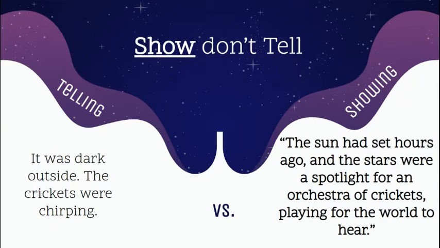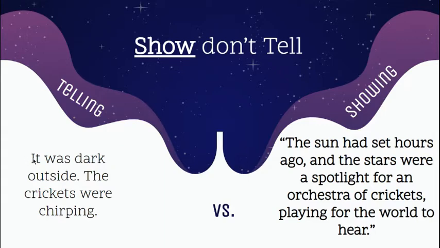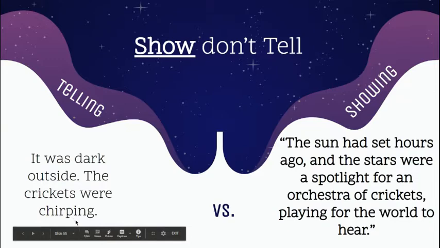Let's look at another example. This could be an example from my story. I wrote these sentences here. My story, again, is the one about how we saw fireflies for the very first time. Instead of me just saying, it was dark outside, the crickets were chirping, which is boring, we need something much more interesting. You need to paint me a picture. I need to show you what it felt like, even though you can't see it.